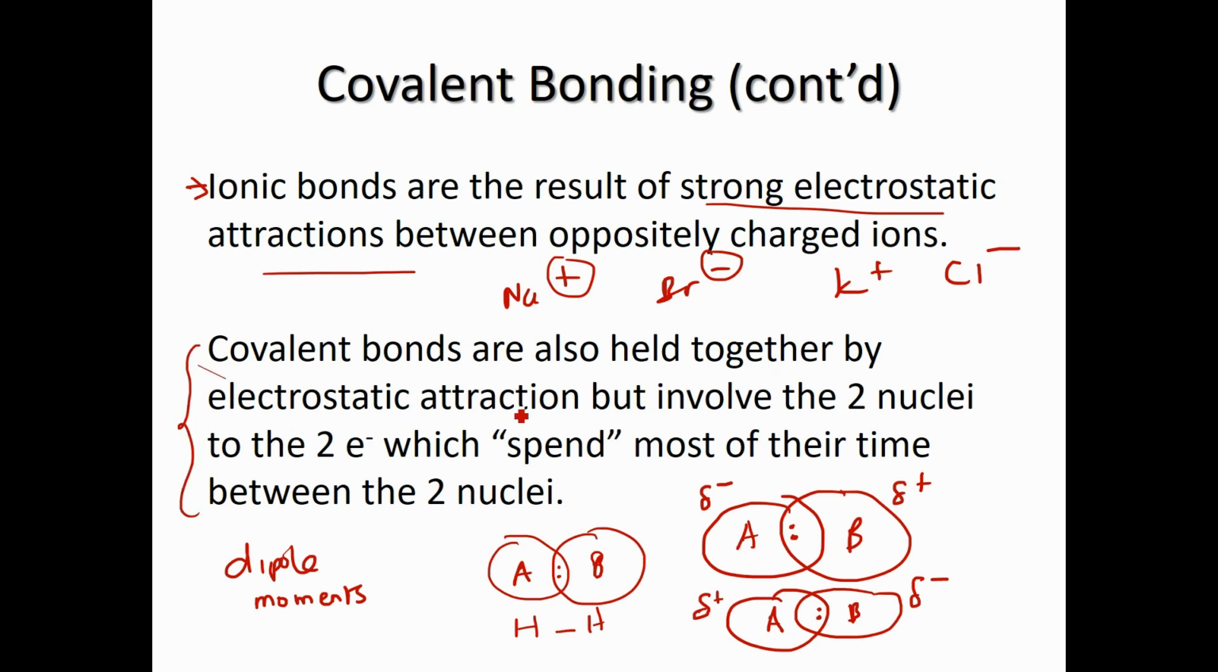Covalent bonds are also held together by electrostatic attraction. That's why I have the charges, partial charges, that involve the two nuclei to the two electrons, which spend most of their time between the two nuclei. So it depends which one has high affinity, either towards A or towards B, depending on which one likes to have those electrons close by them.